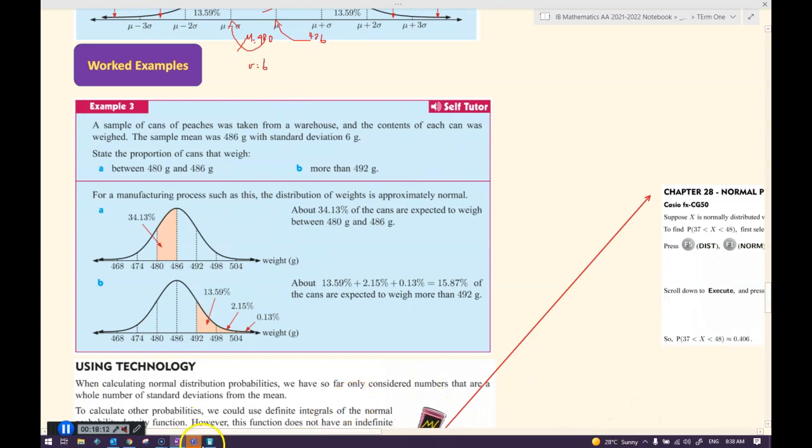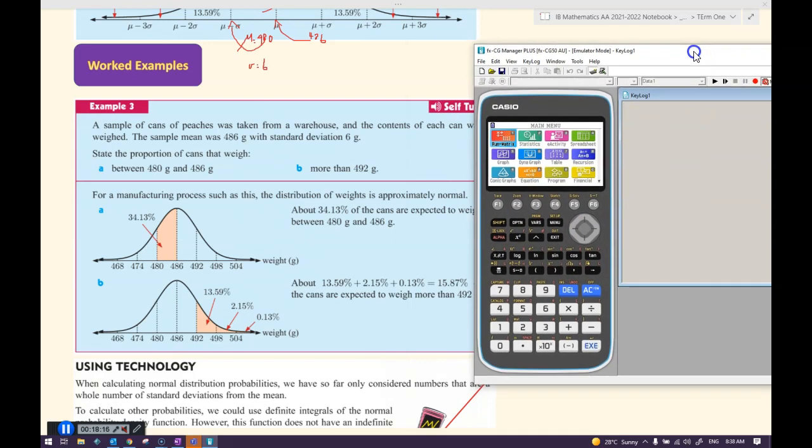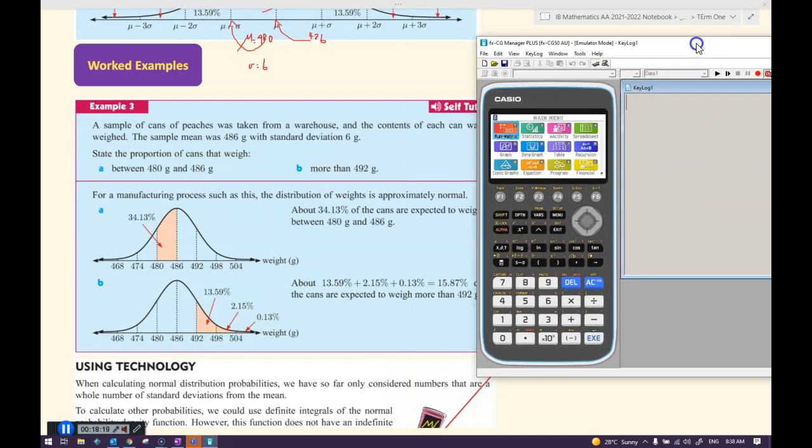You're not always going to be given such nice values though, are you? So I better check how we would actually do these calculations on our calculator. Again, we're going to go to statistics mode. We are looking at a distribution, just press number 2. There we go. It's a normal distribution. Normal cumulative distribution is the one we're after.